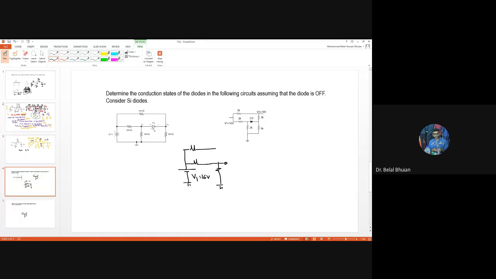Since the diode is off, we replace the diode with an open circuit. Okay, so I just go straight. So this is 16 volt, and then we have got a DC voltage source here.